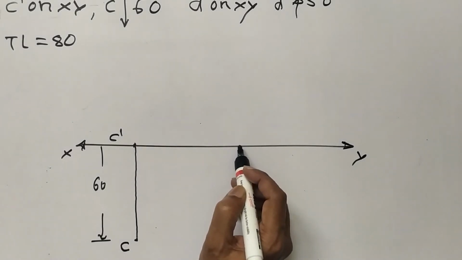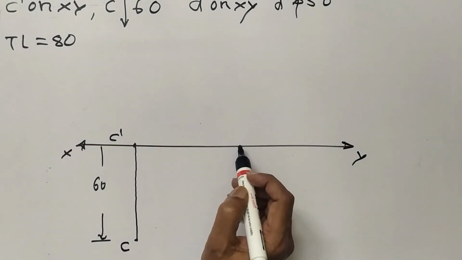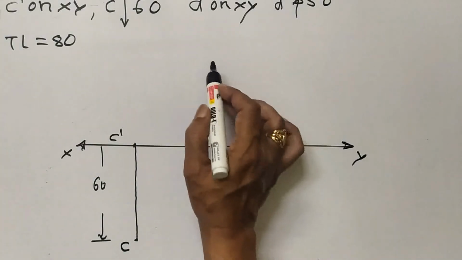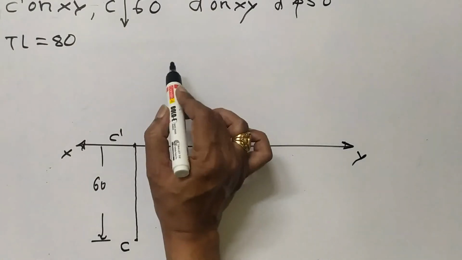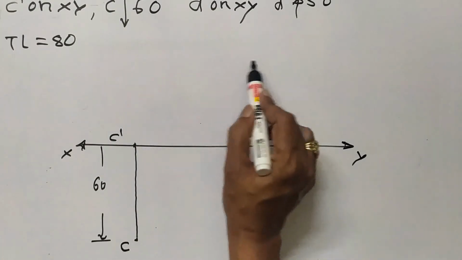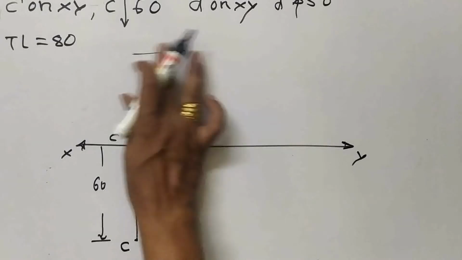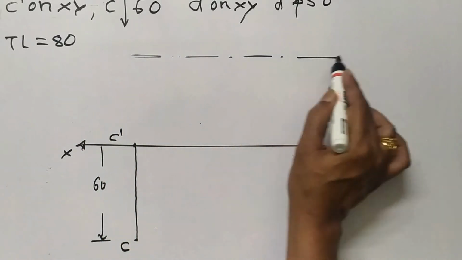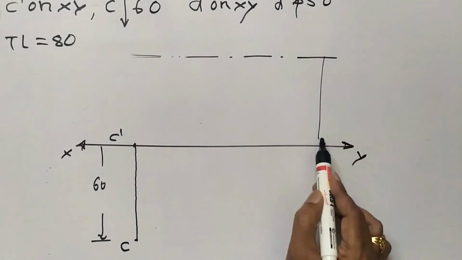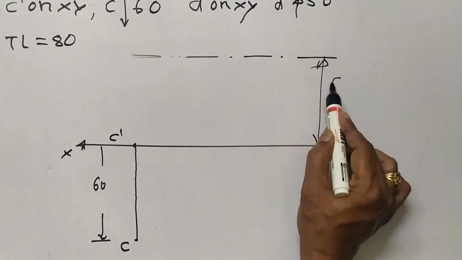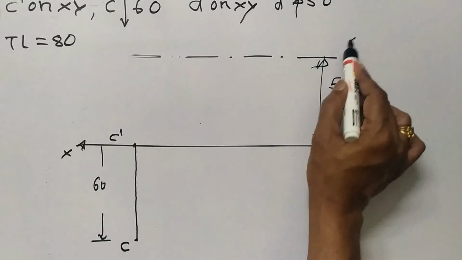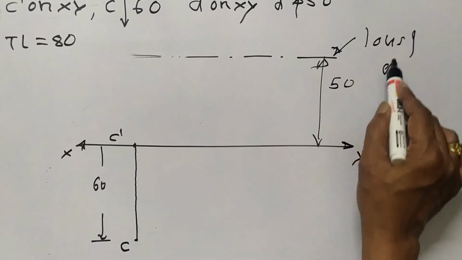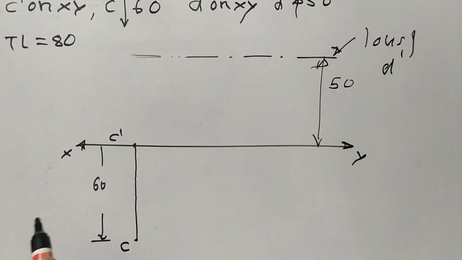So in that case, what you will do, you mark a locus. So the D dash locus you can mark. The D dash locus is 50 mm above the HP. So I will draw a line from this, that is the locus line. This is the locus line and this distance is 50. So on this line D dash will come. So this is the locus of D dash. So this will come somewhere.